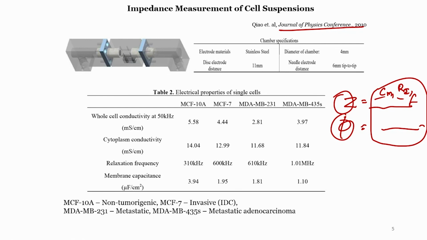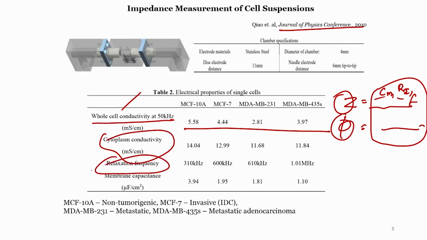See, they have measured whole cell conductivity, that is the conductivity of the whole cell at 50 kilohertz. That measurement is there. Then from that whole cell conductivity, they have tried to resolve the cytoplasm conductivity, the relaxation frequency, the membrane capacitance, all these things they have tried to resolve from that data, which is a very interesting way of looking at it.